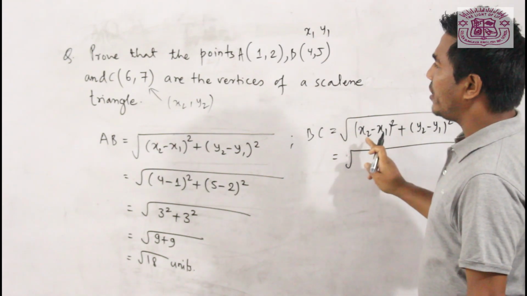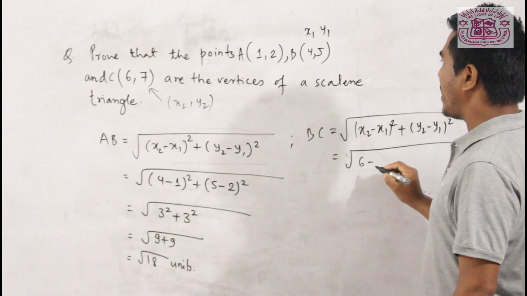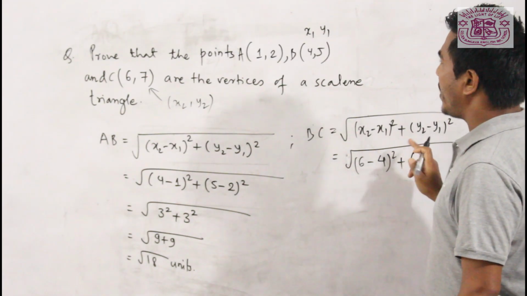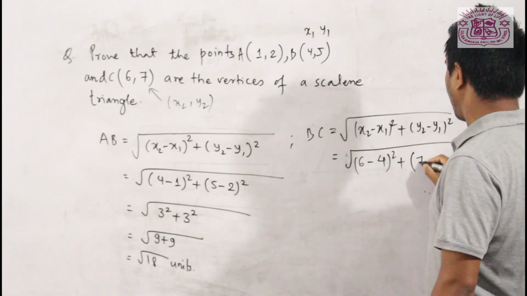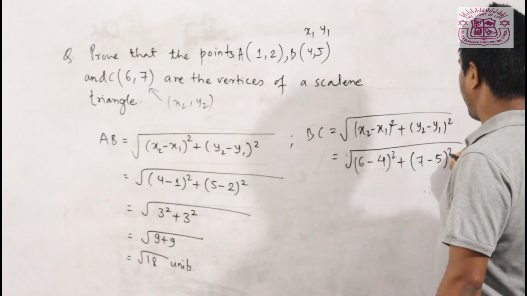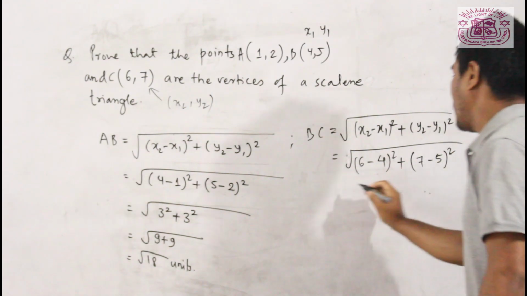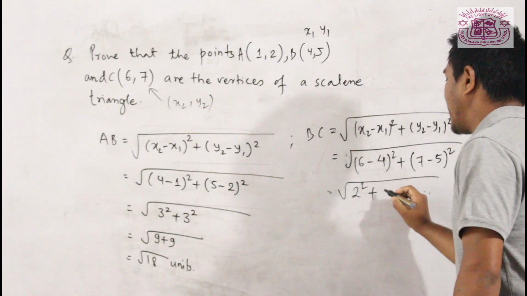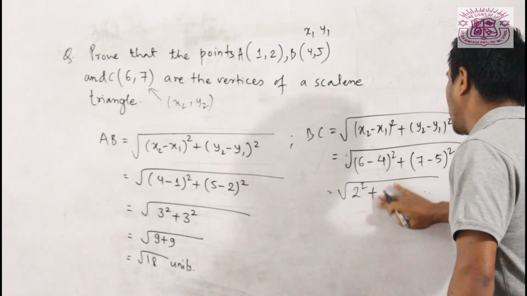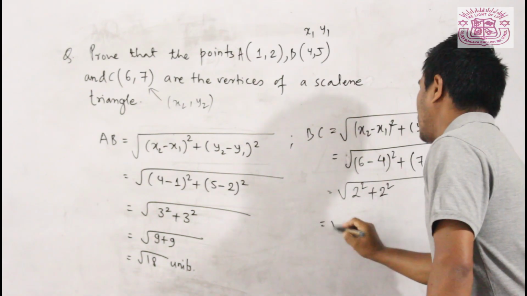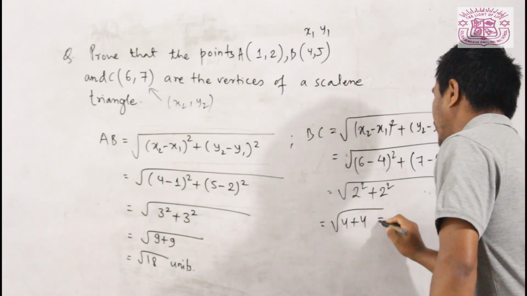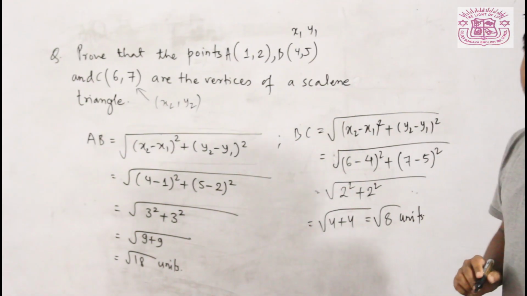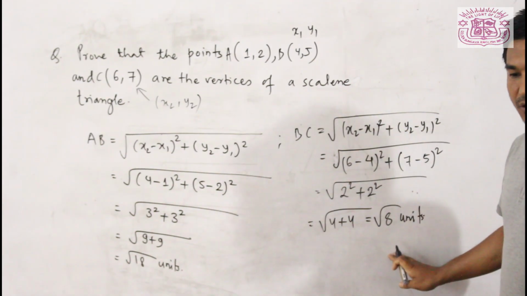So x2 is 6 minus x1 is 4 square plus y2 is 7 minus 5 whole square. So here 2 square plus 7 minus 5 will give you 2 square. So finally 4 plus 4, that will give you 8 units. So the distance between B and C is root under 8 units.